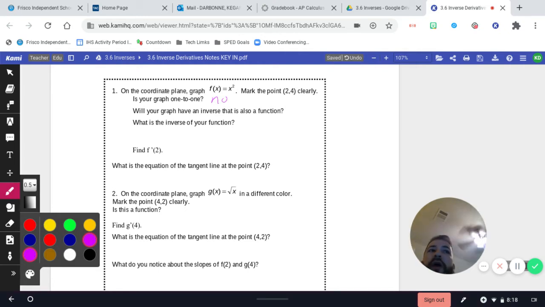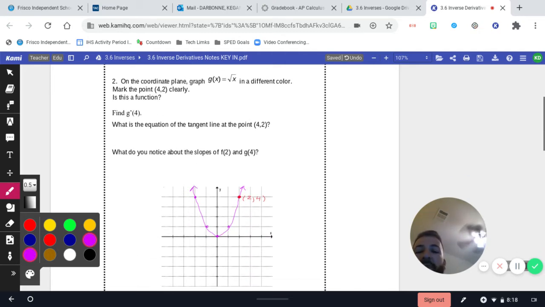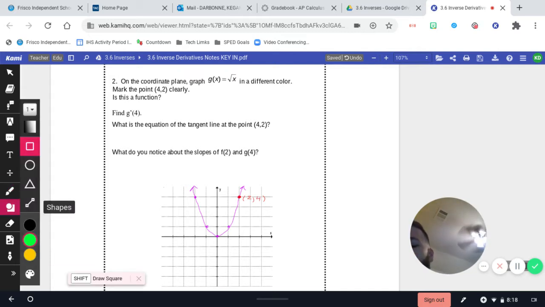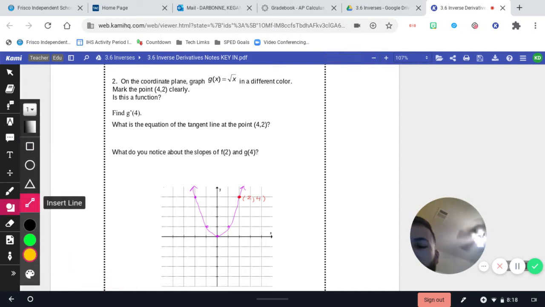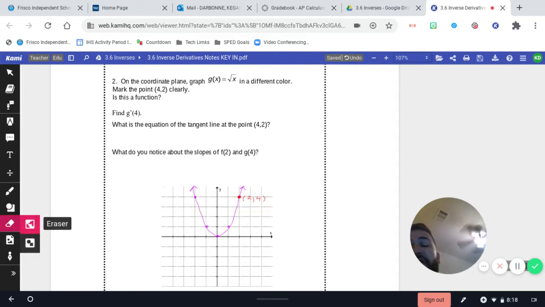So will your graph have an inverse that is also a function? Well, this is a consequence of the graph not being one-to-one. If you remember talking about inverses in pre-calc, if a graph isn't one-to-one, if it fails the vertical line test, remember that's if I draw a vertical line like so, and it touches the graph more than once, then it fails the vertical line test, it's not one-to-one, which means its inverse will not be a function.